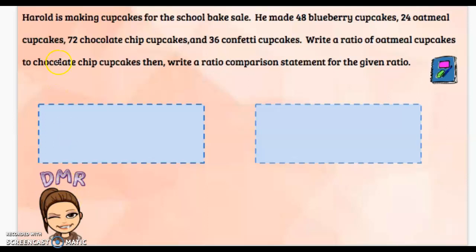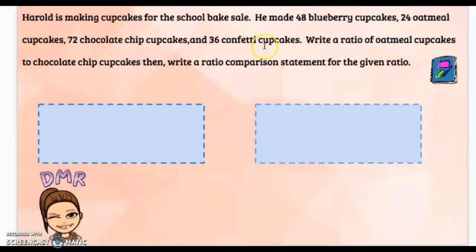So for DMR today, it says that Harold is making cupcakes for the school bake sale. He made 48 blueberry cupcakes, 24 oatmeal cupcakes, 72 chocolate chip cupcakes, and 36 confetti cupcakes. I need to write a ratio of oatmeal cupcakes to chocolate chip cupcakes. Then I need to write a ratio comparison statement for the given ratio.